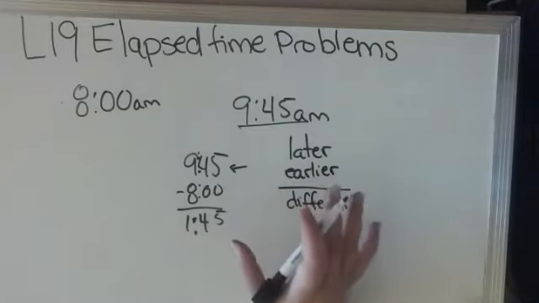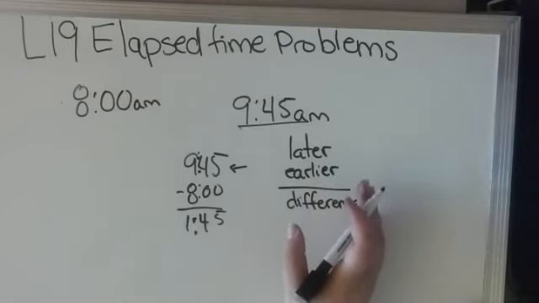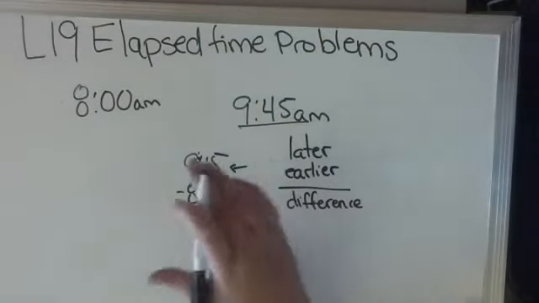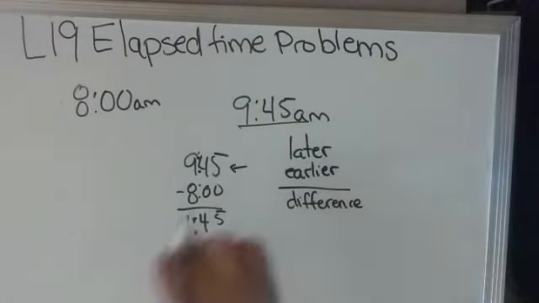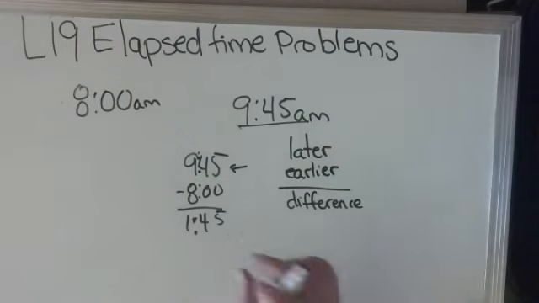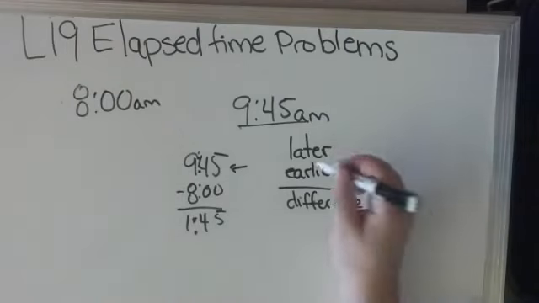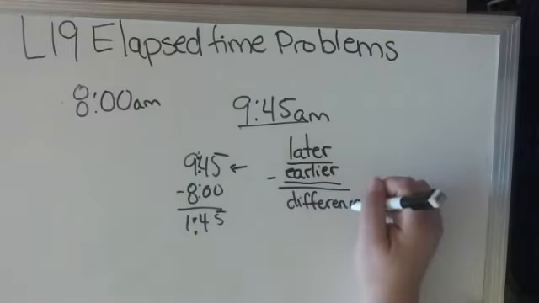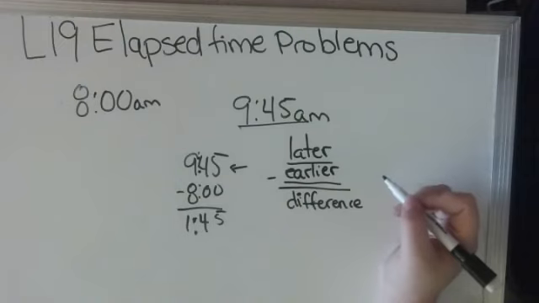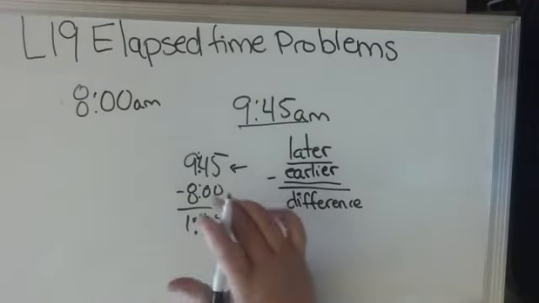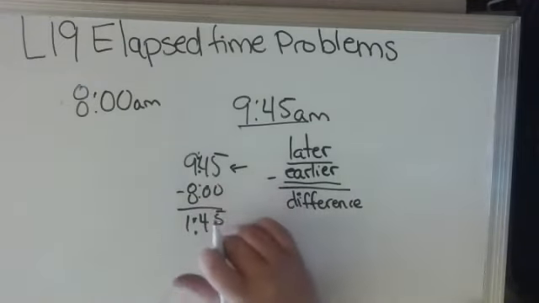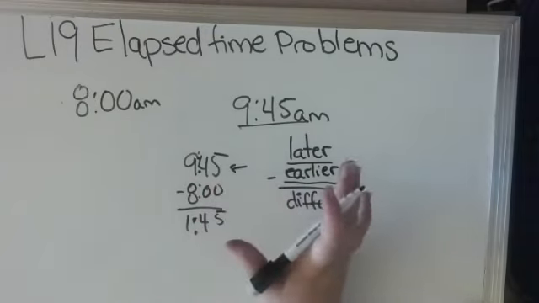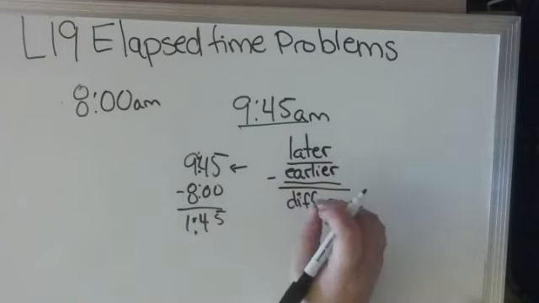Both of those ways are perfectly good ways to do it. If you don't have a big clock and you don't want to count up from 8 o'clock to 9:45, subtraction is probably your easiest method. Just make sure you're placing your numbers correctly: the later time, the earlier time, and then that makes the difference. Now, I did this bit quite quickly. If you want a little more on subtraction and how to do that, you can go back to the math concepts videos. I was just doing that very quickly to show you how to do it.